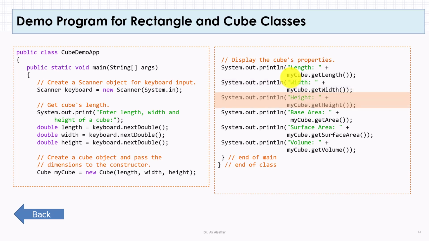And for height, it is available in the class itself. And for getting area, this is the inherited method from rectangle. And this is the method defined in the subclass to compute the surface area. And this is how to compute the volume and display it on the screen.